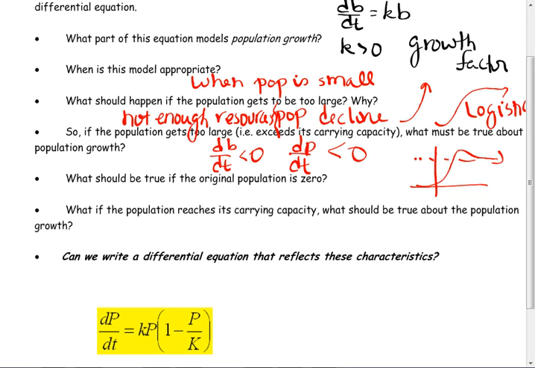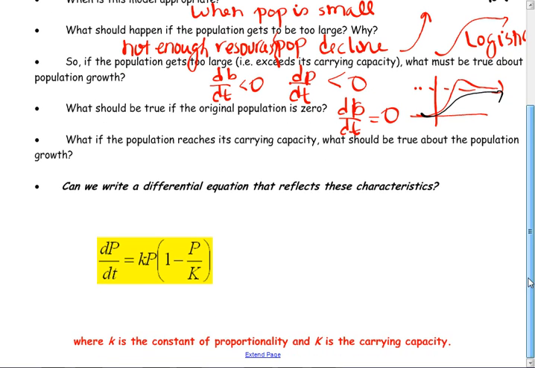What's true if the original population is 0? dB/dt equals 0. What if the population reaches its carrying capacity? What should be true about the growth? Now, this is assuming we're coming in like this. What should be true about dB/dt? That's right. That should also be 0. Remember what these are called? Starts with an E. Equilibrium.